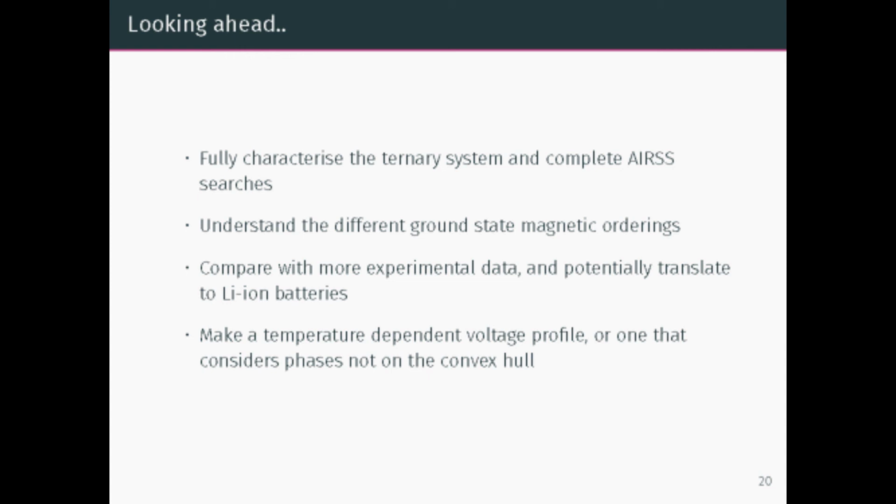So yeah, we haven't added any temperature into these voltage profiles, which is obviously a huge piece of the puzzle, which we could potentially add in the future in some limited ways to make a more accurate, experimentally relevant picture of the convex hull. But in the end, crystal structure prediction was able to identify a new phase within this phase diagram and map out the voltage profile of one of our sodium-ion battery materials.